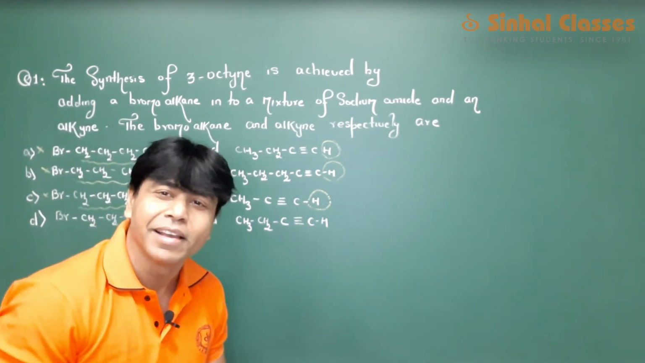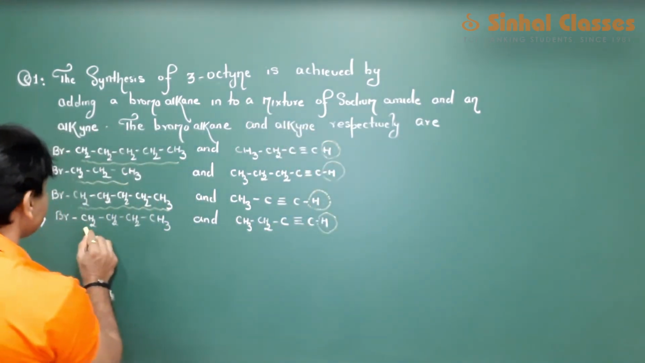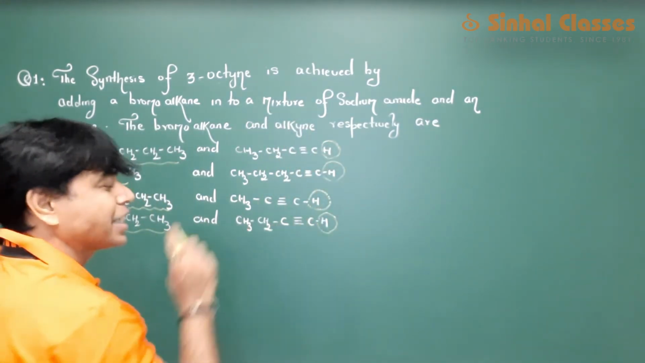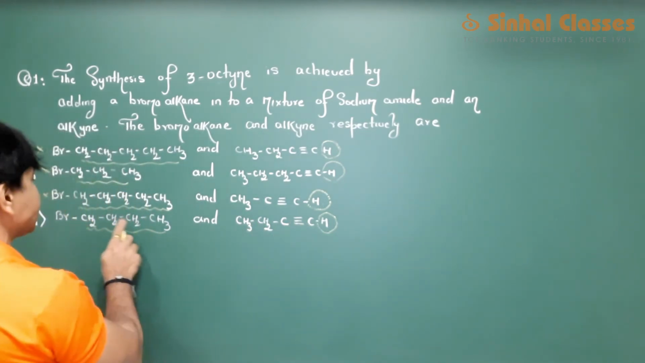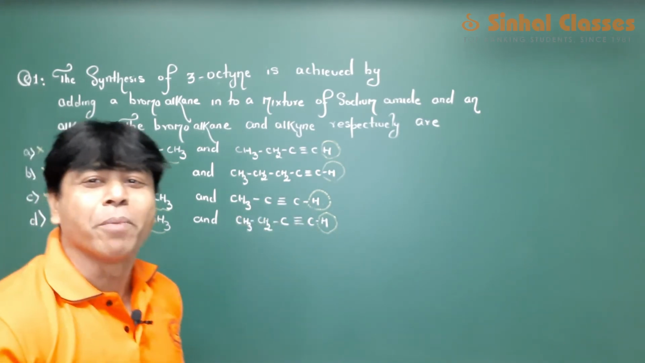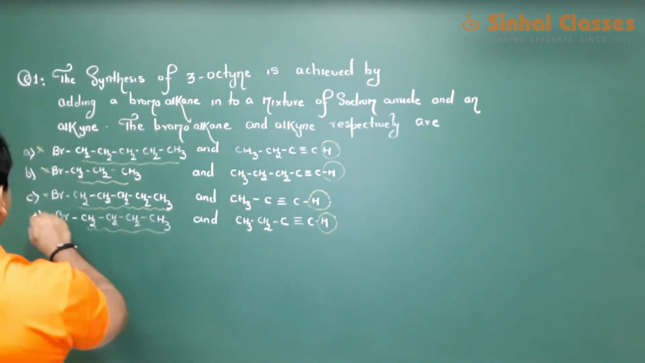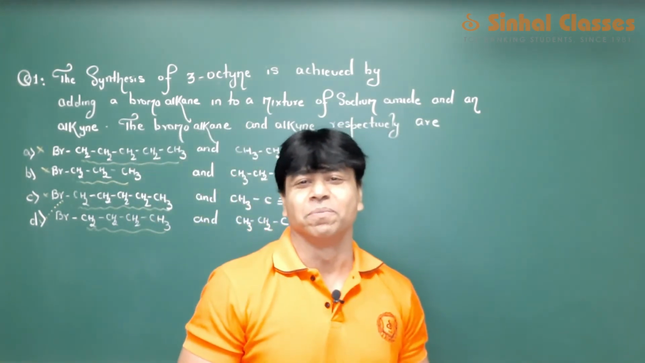What about D? Let's see. If we replace this hydrogen by all this group, then it will give you 1, 2, 3, 4, 5, 6, 7, 8, 8 carbons. And on the third carbon will be the triple bond. So your answer is D. D is the correct answer.